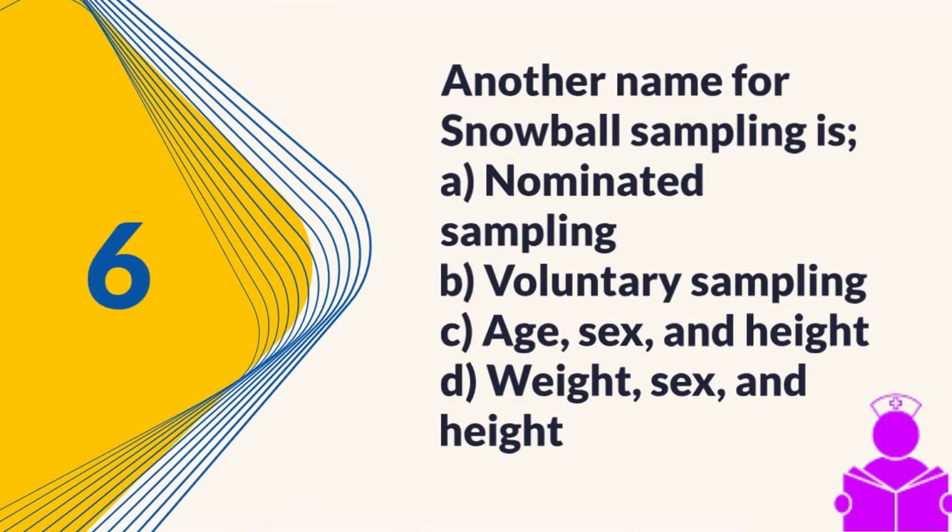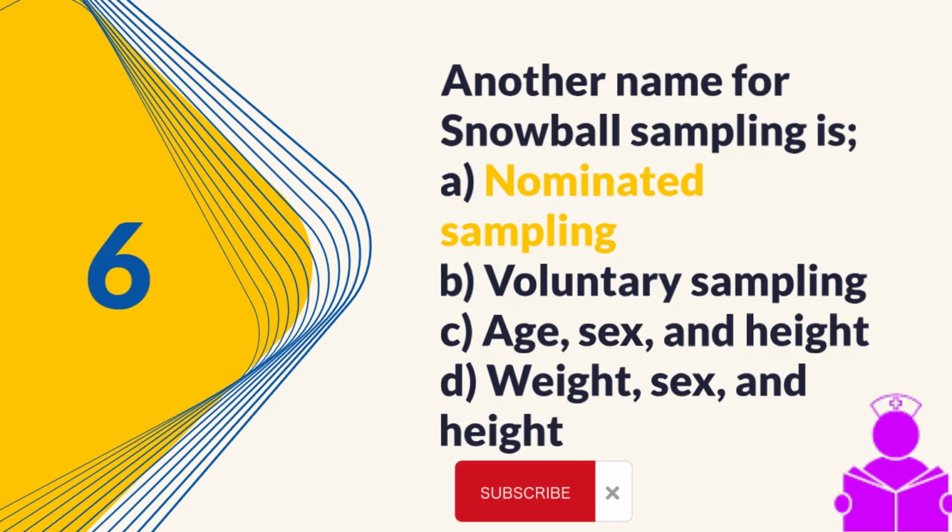6. Another name for snowball sampling is A. Nominated sampling, B. Voluntary sampling, C. Age, sex, and height, D. Weight, sex, and height. Answer, A. Nominated sampling. Snowball sampling is a method where existing study subjects recruit future subjects from among their acquaintances.